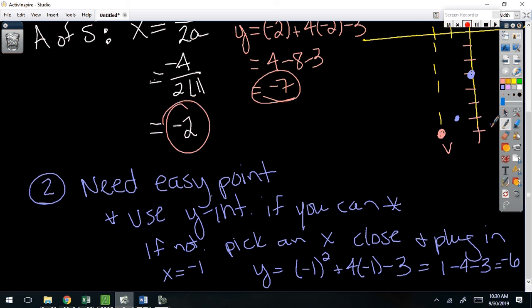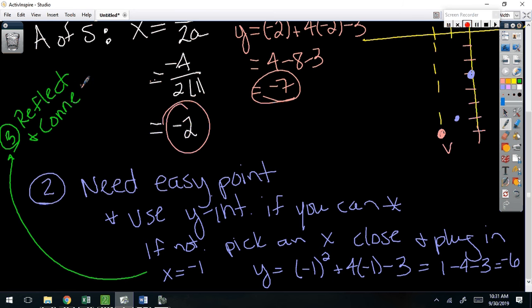Okay. So now, just like Mary said, we're going to reflect over. This is my favorite step. I call it reflect and connect. So step 3. Oh no, I'm out of room. You're going to reflect over the axis of symmetry. Wherever your axis of symmetry is, reflect that point, and then you connect into a nice parabola.